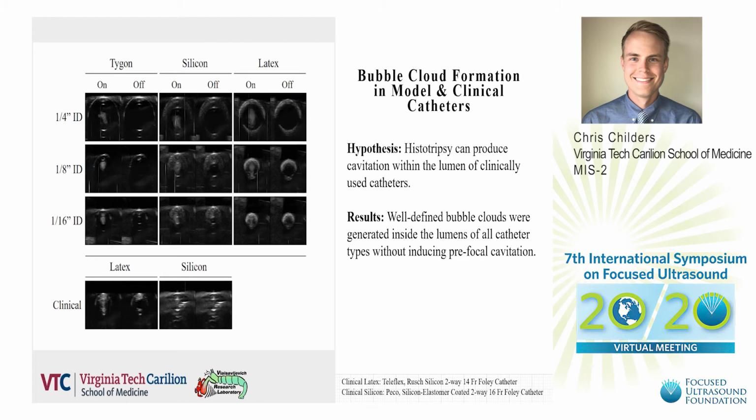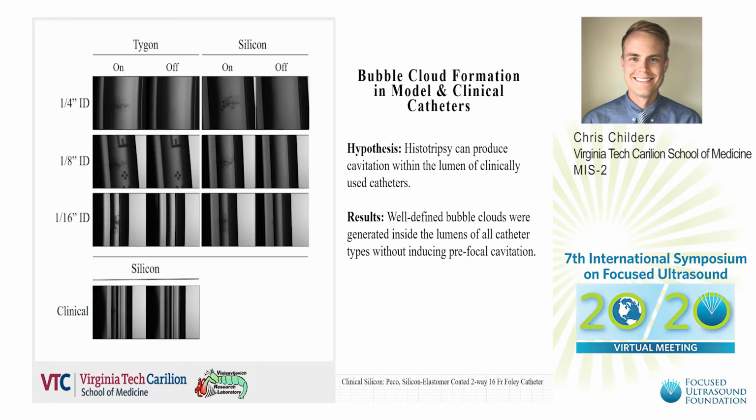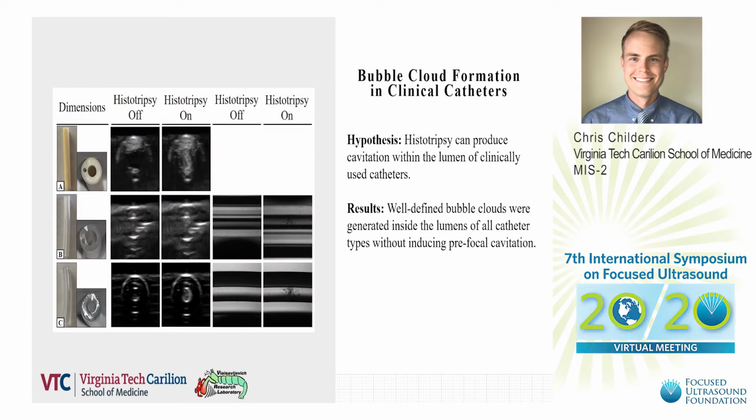and 1/16 inch, as well as two brands of clinically used urinary catheters, with the brand and model included in the lower right corner. These data show the well-defined bubble clouds in the longitudinal view using a 90-degree high-speed optical camera, as opposed to previous cross-sectional ultrasound imaging. These are still images from the previous videos showing clear luminal cavitation.